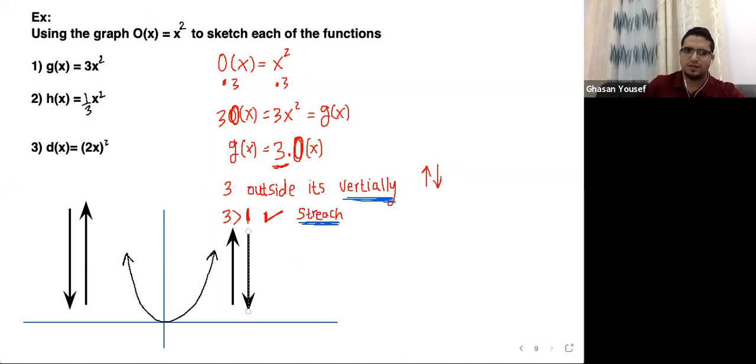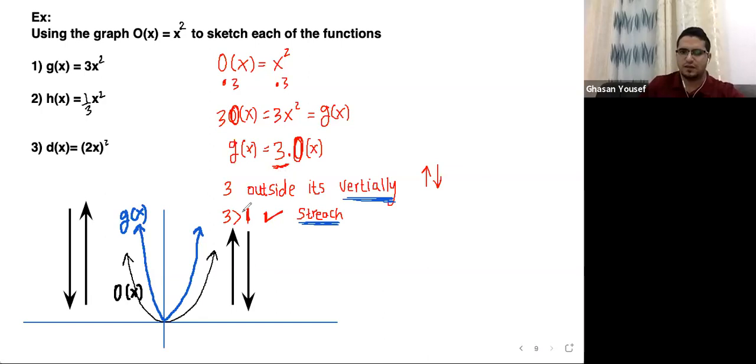Because stretching means we have to make it far off the x-axis, the graph will be something like this, far from the x-axis. This is g of x, and the black one is the original function f of x. So this is the graph of the function g of x.